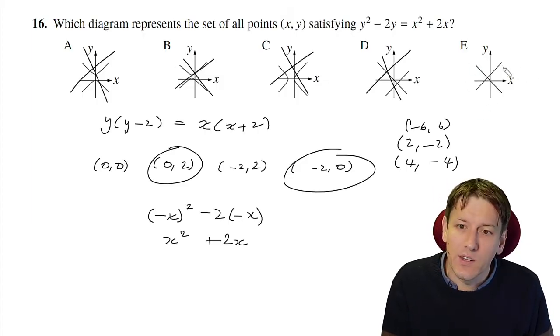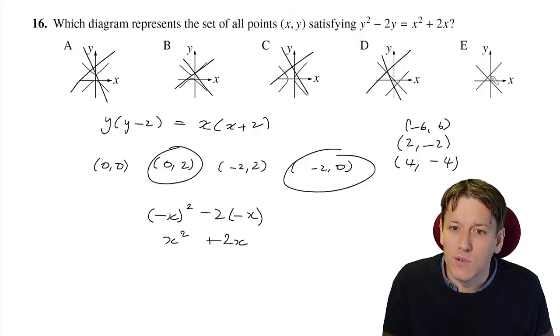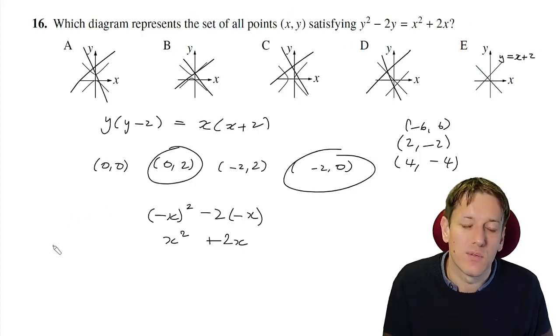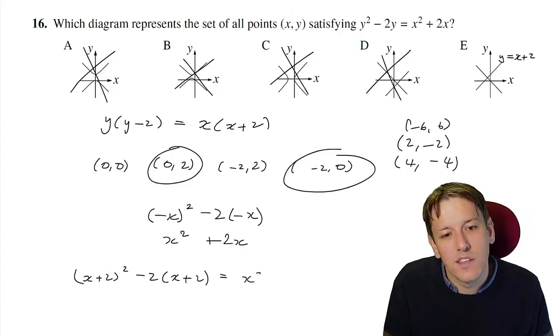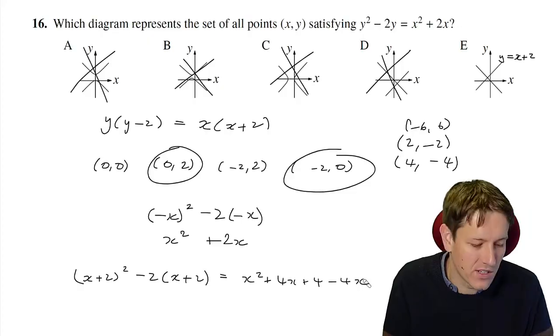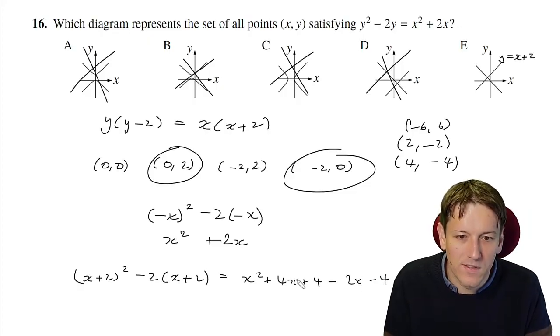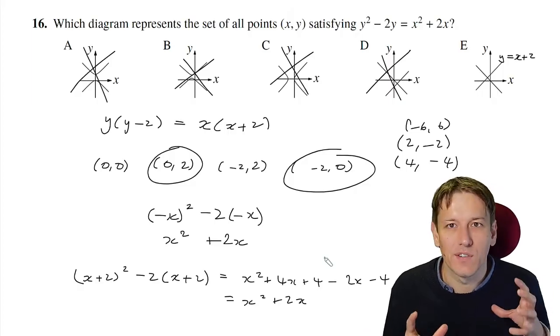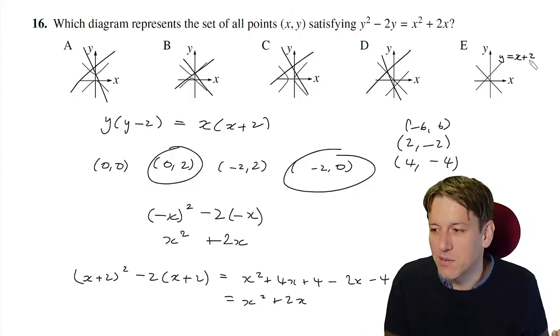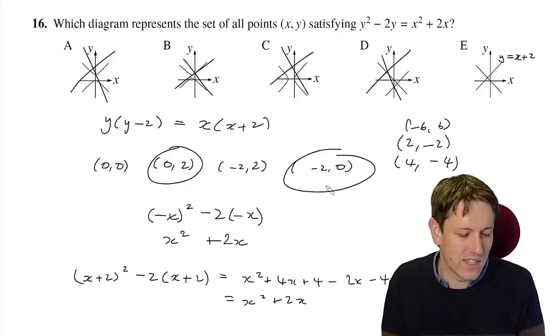In fact, this other line you can also work out. Well, we know it goes through 2 and minus 2 here, so actually it must be the straight line y is equal to x plus 2, and if you substitute y equals x plus 2 into the left hand side and get x plus 2 squared minus 2 times x plus 2, then you get x squared plus 4x plus 4 minus 2x minus 4. The 4's cancel out and I get x squared plus 2x as well. So again, any pair of coordinates that satisfy y equals x plus 2 must be in this diagram, and so really the answer here is E.